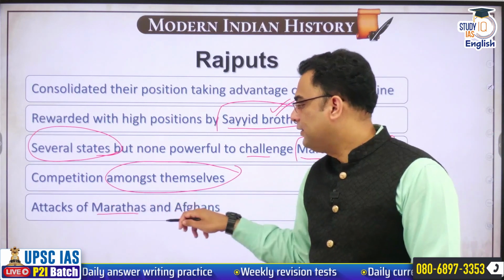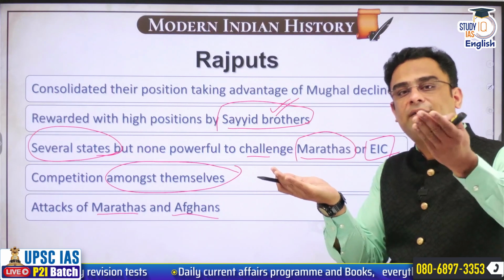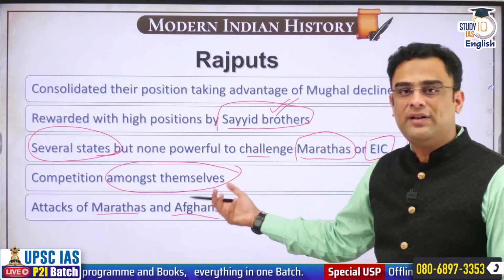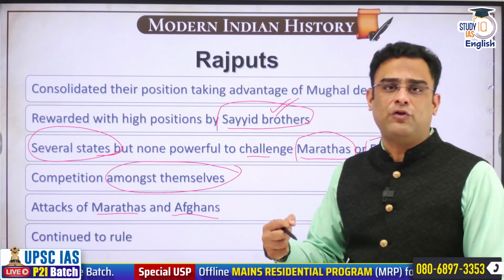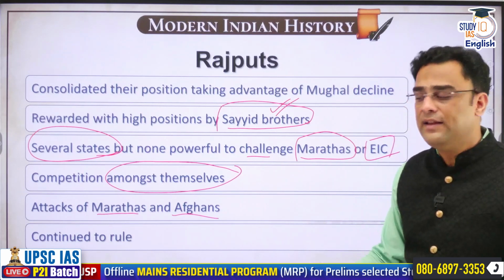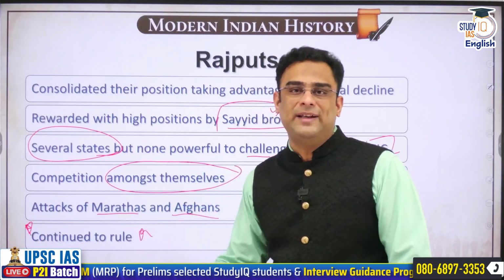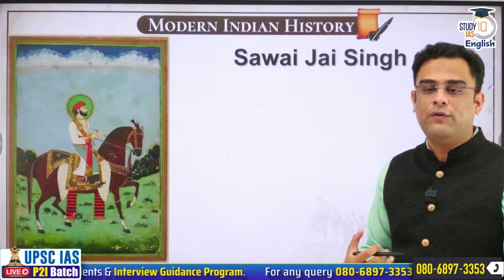Marathas and Afghans: during this period in the 18th century, when the Marathas are rising, parallelly Ahmad Shah Abdali and the Afghans are also rising. During this period, Rajput areas were often raided, but nevertheless, because of their strong position in their own areas, their rule continued, perpetuated right up to independence. As we see, there were a lot of princely states in this area of Rajputana.